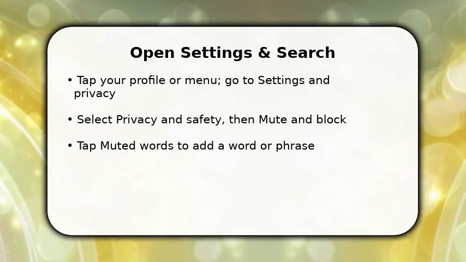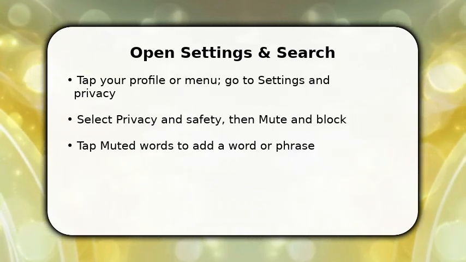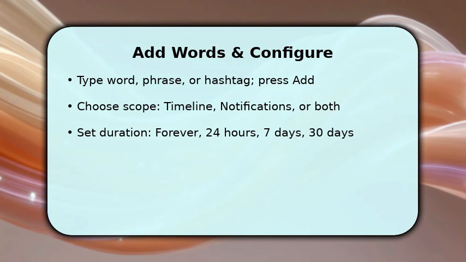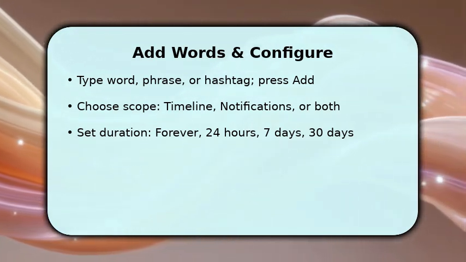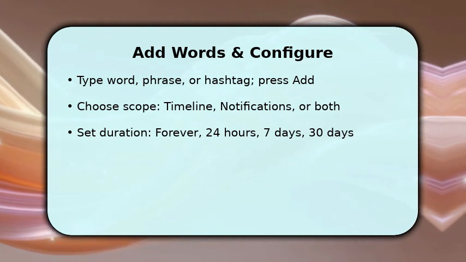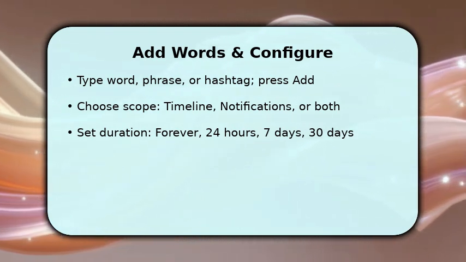Now you add specific terms and configure how they behave. Type the word, phrase, or hashtag into the box, then press Add to register it. Next, pick the scope. Timeline hides tweets, notifications stops alerts, or choose both to be thorough.